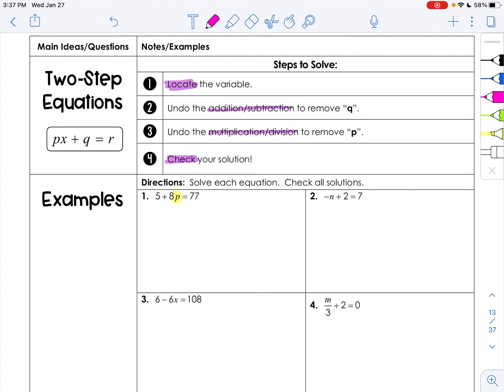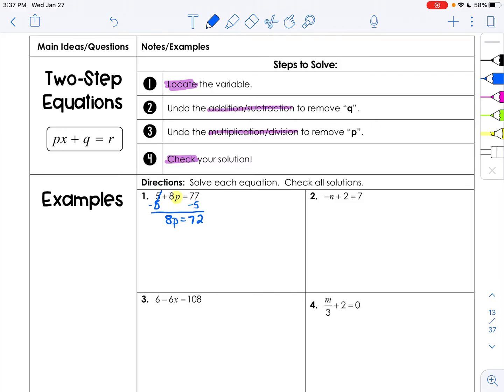So we're going to undo the 5. And we do this the same way we did with one-step equations, where we do the opposite or the inverse operation. So the opposite of plus 5 would be minus 5, a negative 5. And we're still going to do this to both sides of the equation. 5 minus 5 is 0, so we're still going to mark it out and bring down the 8p equals, and then 77 minus 5 is 72. So very similar to how we did the one-step equations with just a few differences.